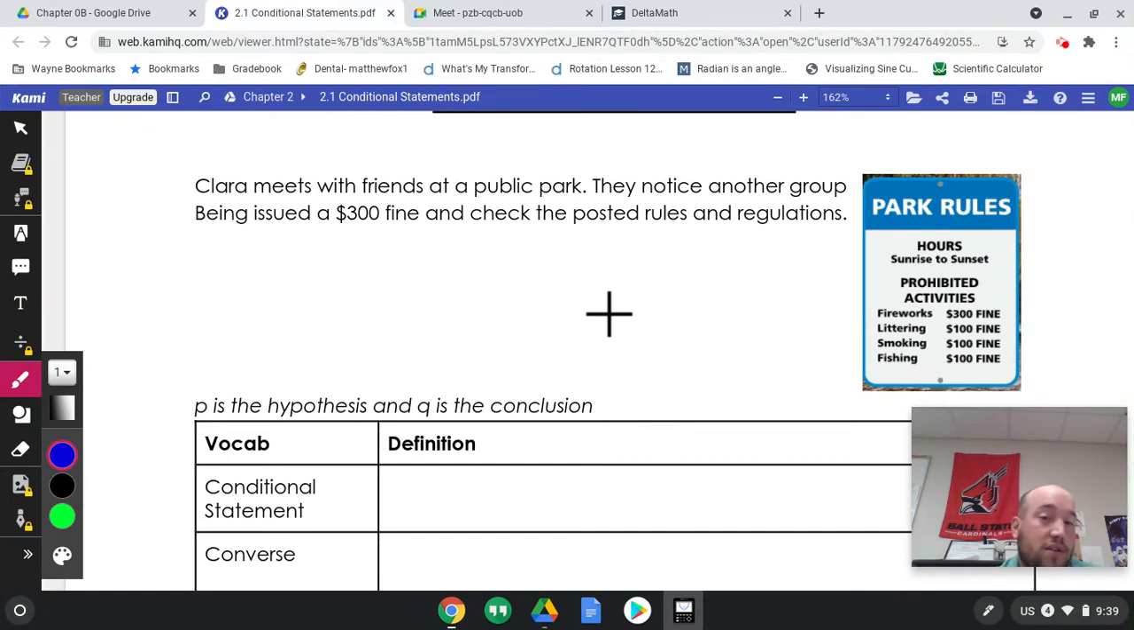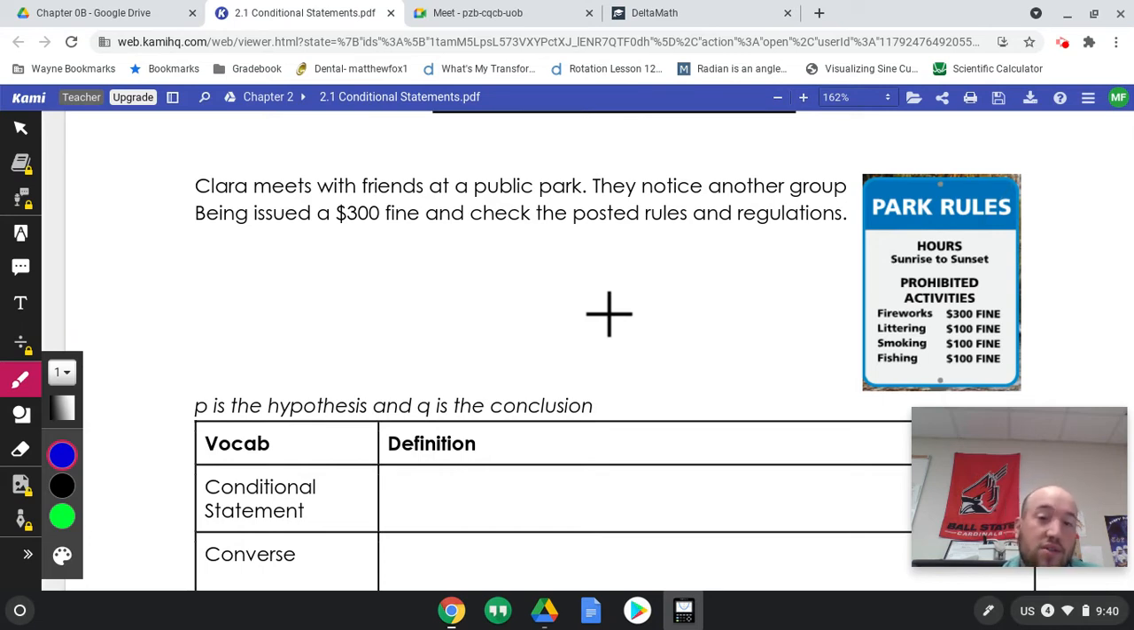Now, it says the group was issued a $300 fine. So think for a minute what that could mean. In class, some people thought maybe that meant they were shooting off fireworks. That is possible, but we don't know that for sure. Notice they could have also just been littering, smoking, and fishing all at the same time. The trifecta got $300 fines, so we don't quite know what's going on.